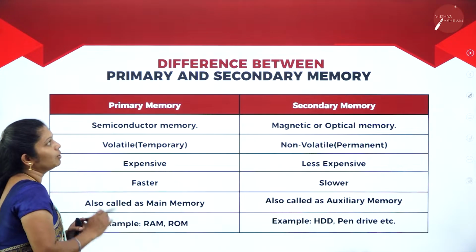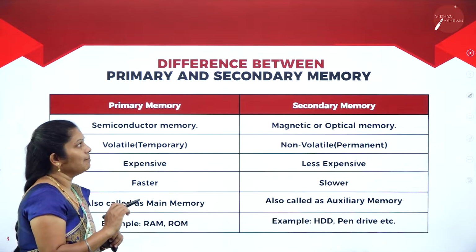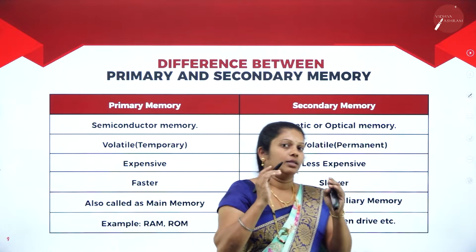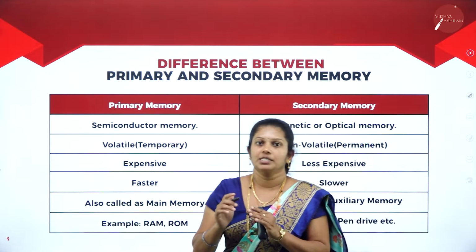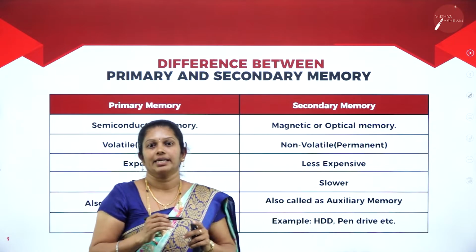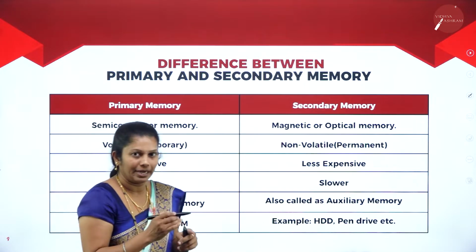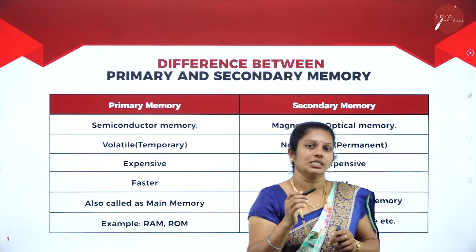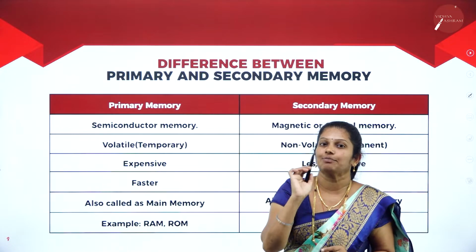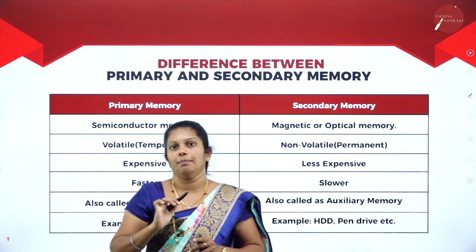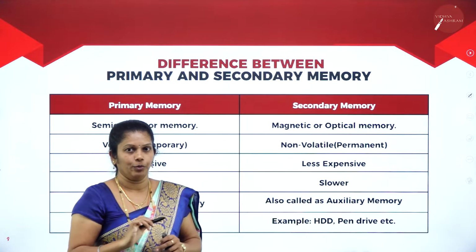Next we'll discuss the difference between primary and secondary memory. Already I told you the difference: primary memory stores the data temporarily, whereas secondary memory stores the data permanently. And cost wise, the primary memory cost is more because the speed is also more. With that, the CPU can interact only with the primary memory, not with the secondary memory.